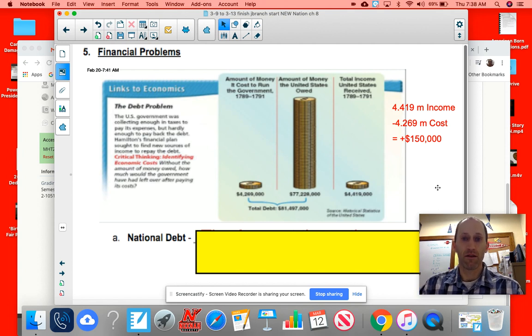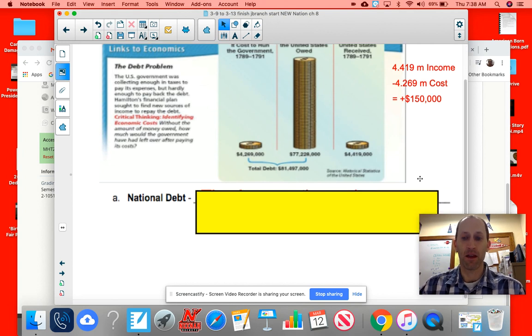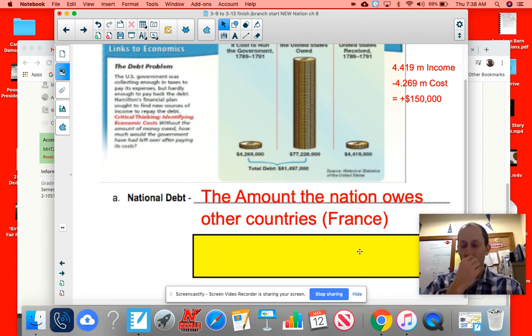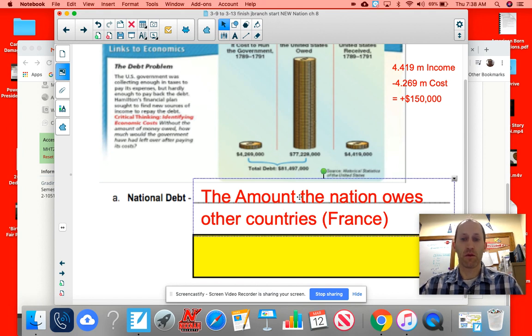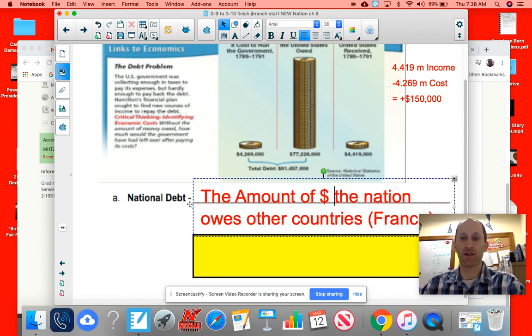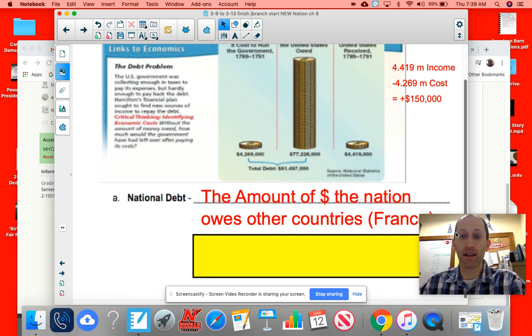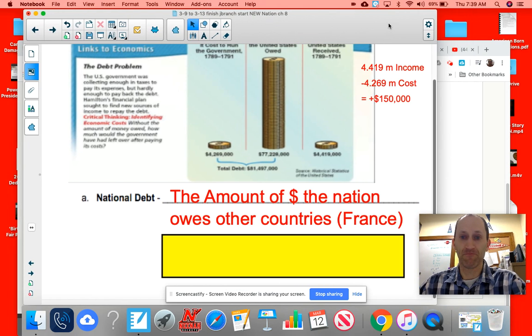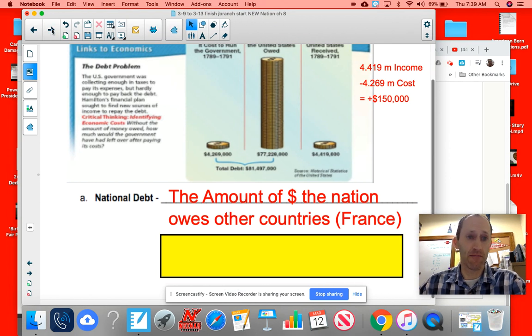How would we solve our country's national debt? How would we pay back those countries that supported us in the war against Great Britain? All right, let's define national debt. The national debt, even the one we have today, is the amount of money the nation owes other countries. Mainly back then it was France. Today it's China. All right, on to the next slide.